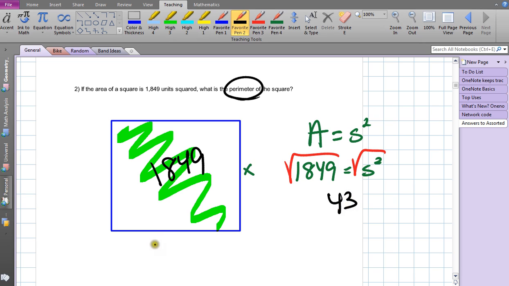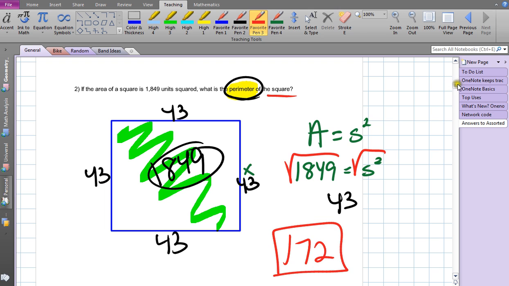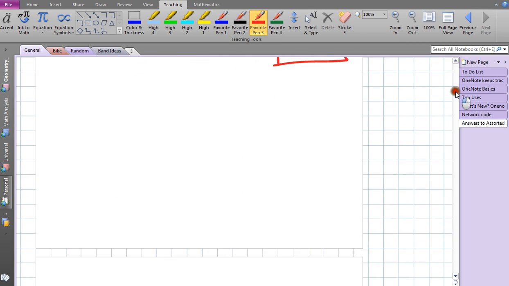So 43 is not the area. 1849 is the area. 43 is the side of the square. Each side is 43. So make sure you're reading every problem carefully. In this case, what's the perimeter of the square? The perimeter is going to be 43 times 4. I got 172. Let's take a look at the next one.